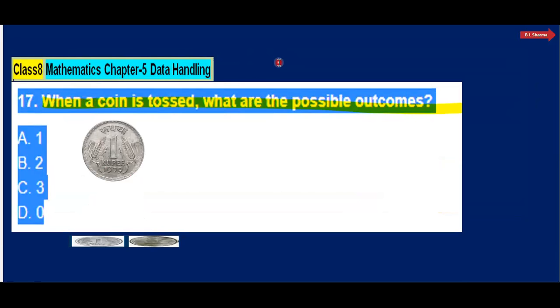When a coin is tossed, what are the possible outcomes? When a coin is tossed, the possible outcomes or sample space will be either head or tail. Count them, that is 2. So the number of possible outcomes will be 2, head or tail. So B is the correct option.